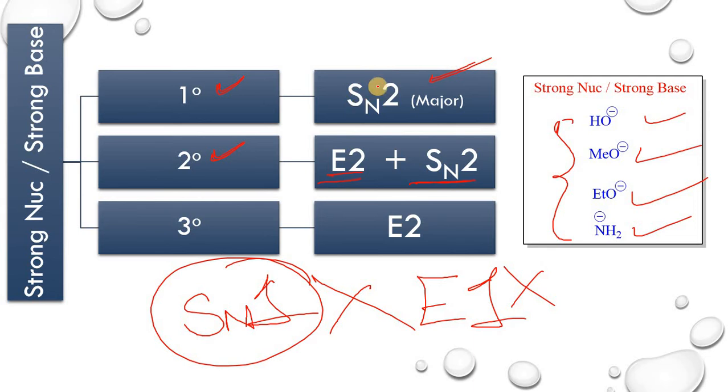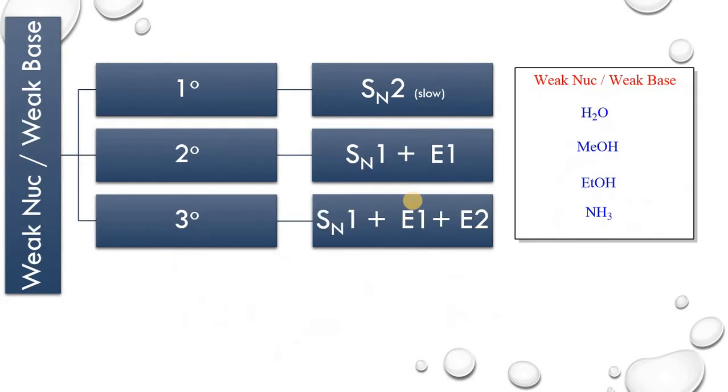So if you find these chemical species, OH minus, MeO minus, EtO minus, NH2 minus, you have to think about bimolecular reactions, SN2 in case of primary. In case of secondary, E2, this one is major. E2 dominates SN2. There is a competition, but E2 is major, SN2 is minor. In case of tertiary, you can only find E2 mechanism, bimolecular elimination reaction only.